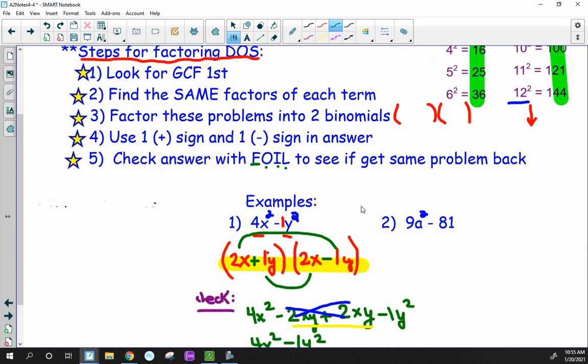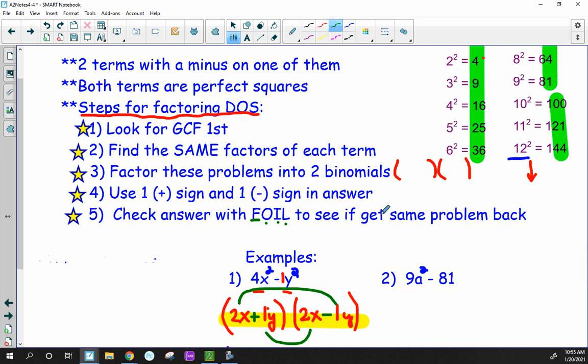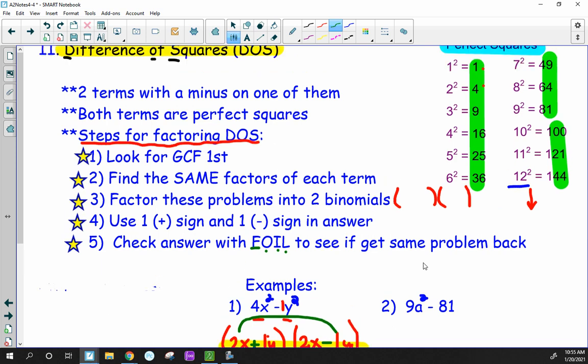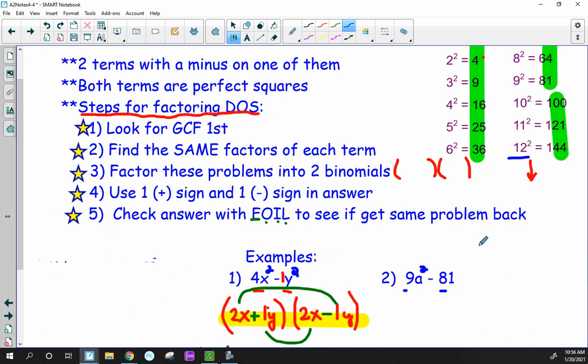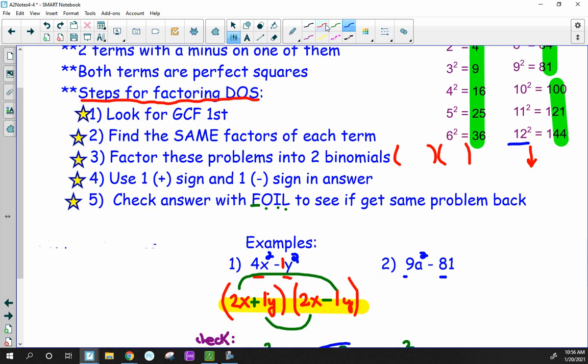Okay, let's try number 2. Here are the things you ask yourself when you're on your own. First, do you see two terms? Yes. Is there a minus sign on one of them? Is the power on the variable a 2 or a 4, 6, 8, something even that you can break apart evenly? Look at 9 and look at 81. Okay, so you're always paying attention to the numbers you have as well. You're checking out your list to see if it appears in those. All right, and then we're going to go back and we're going to follow step 1 in the process. Look for a GCF first.